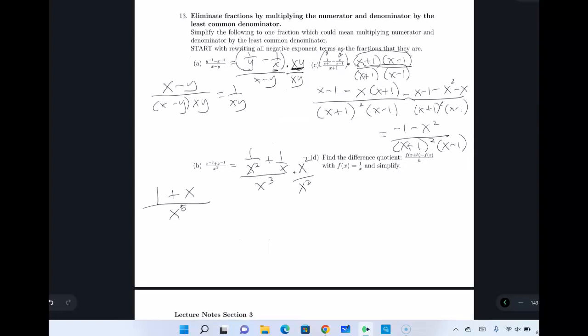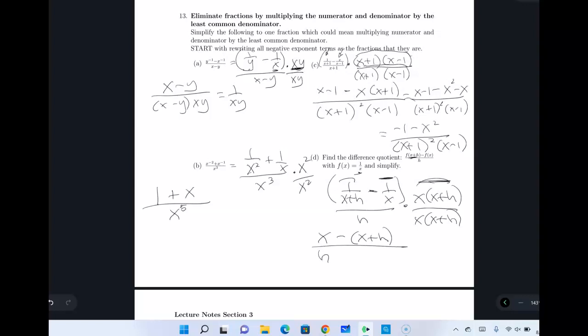Okay, so what if I had you do this? Find the difference quotient with 1 over x. So that means this first term will be 1 over x plus h minus 1 over x, all over h. So the least common denominator would be x times x plus h. So when I multiply this term times this, the x plus h's cancel, so I get x. Multiply this times this, the x's cancel, so be careful with that parenthesis. This negative has to go to both terms.